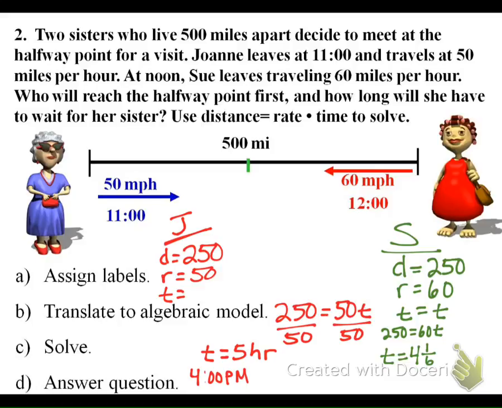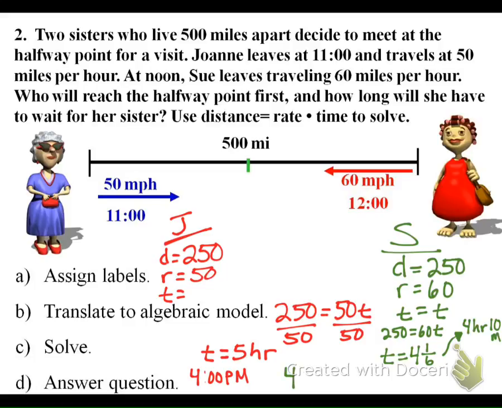You could do it with a decimal and then just multiply it by 60 to figure out how many minutes that is. But the fraction's really helpful on this one. So it's actually going to take her 4 hours and 10 minutes. So what time will Sue arrive? 4:10, right? She left at noon. So at 4:10, Sue's going to get there.